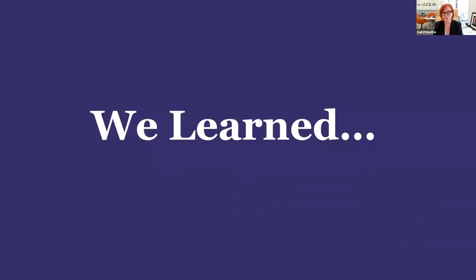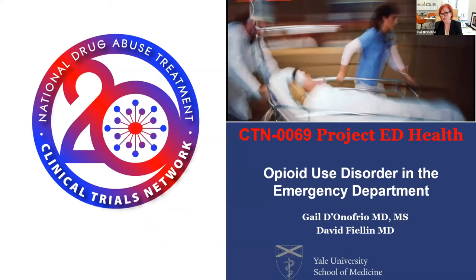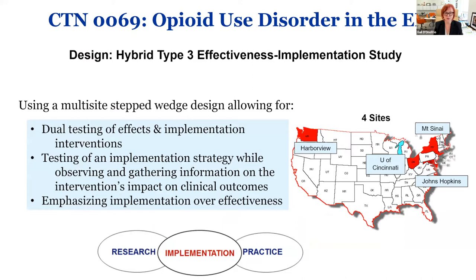And so what we learned from doing some implementation science projects, this was a large funded project from NIDA, of which we did what's called a hybrid three effectiveness implementation study. A hybrid three emphasizes implementation, but collects information about effectiveness. The opposite of a hybrid one, which is emphasizing effectiveness and collects implementation products as well. And then a hybrid two is a combination equally. So we did this dual testing where we wanted to do an implementation strategy and gather information on the impact on clinical outcomes. And we did it in four sites, as you can see here around the US.